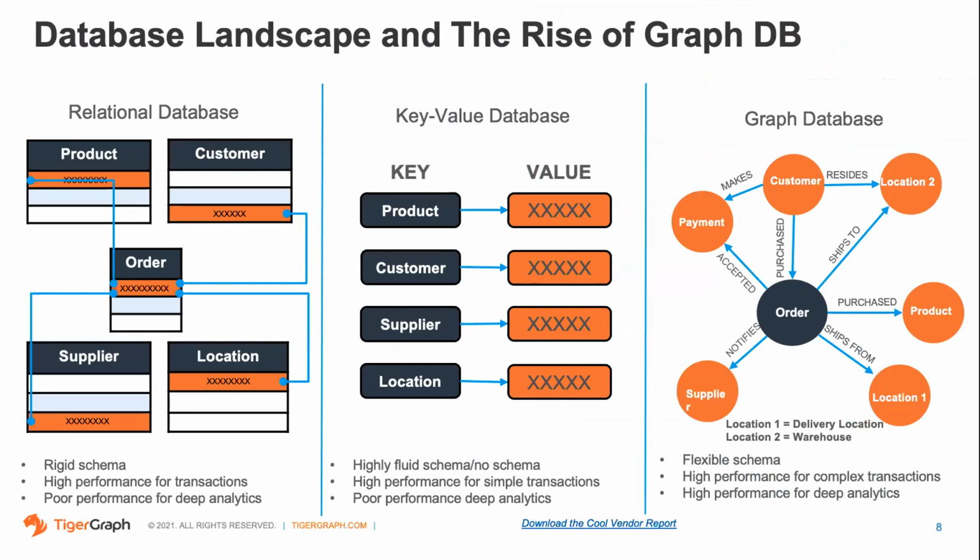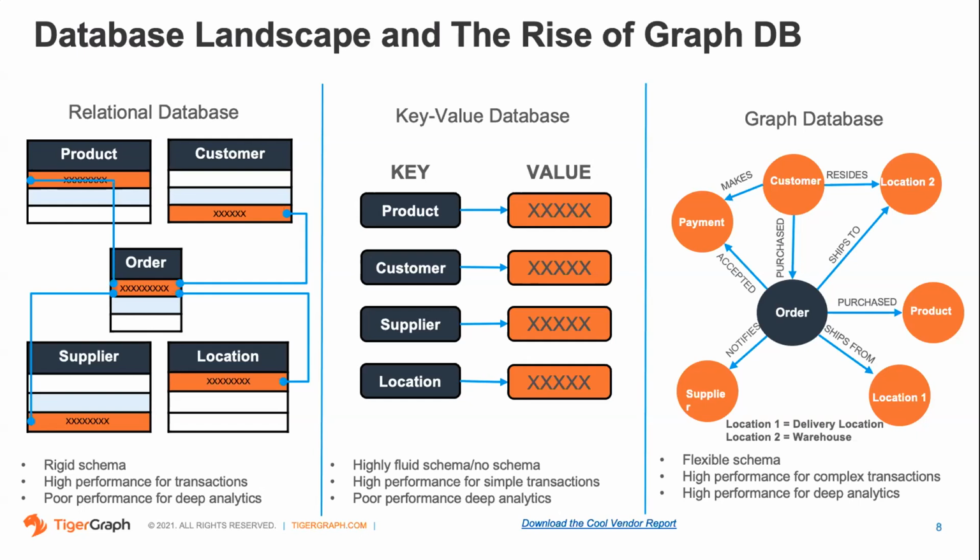And then we move to version 2 or iteration 2 of databases. We got our key value databases, our NoSQL databases, and that became more of a highly fluid schema or potentially no schema. They had still poor performance on deep analytics, but they had really good performance on simple transactions.